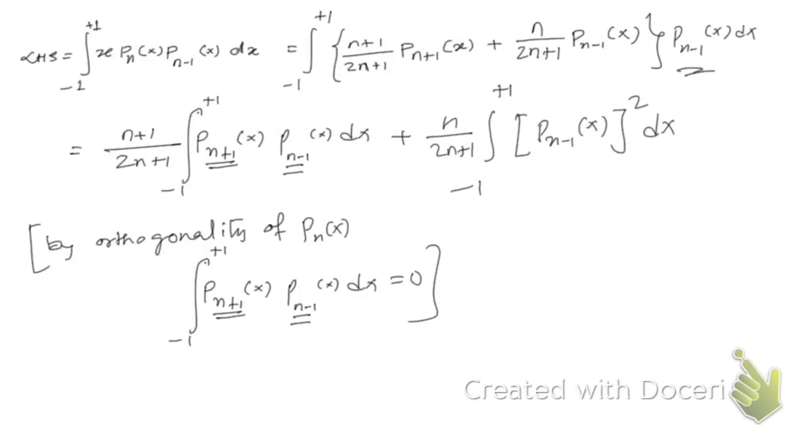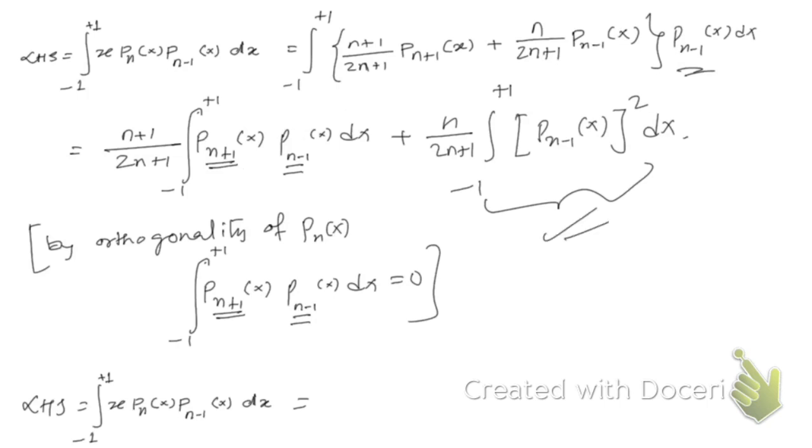So now we end up getting left hand side, which is, this was the left hand side, right? This is equal to, we have only this part now, because this part is 0, so we're gonna write this part only. So that is n/(2n+1) integration -1 to +1 P_{n-1}(x) whole square dx, right? So let me copy this and let me go to a new slide.